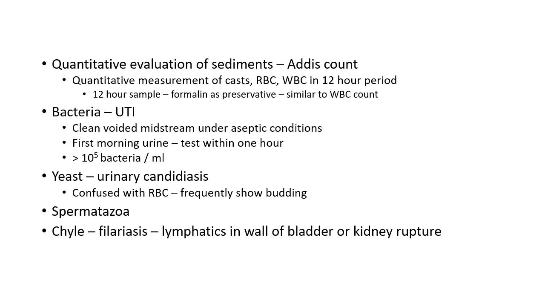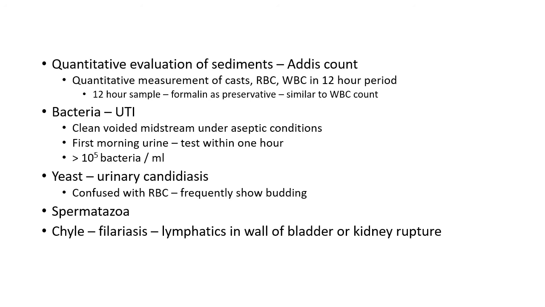Moving on to quantitative evaluation of urine sediment, otherwise called Addis count. Addis count is a quantitative measurement of the excretion of red blood cells, leukocytes and casts in the urine during a 12-hour period. Here, a 12-hour urine specimen is taken and formalin is used as preservative. One drop of sediment is transferred to blood counting chamber and counted in a manner similar to WBC count. WBC count we have already seen in clinical pathology section. Yes, this is also similar to that.